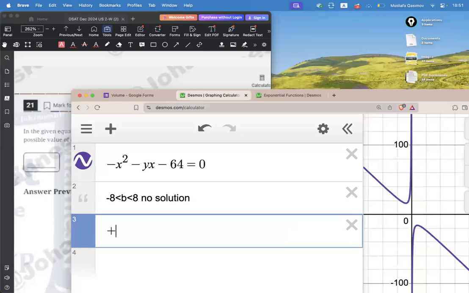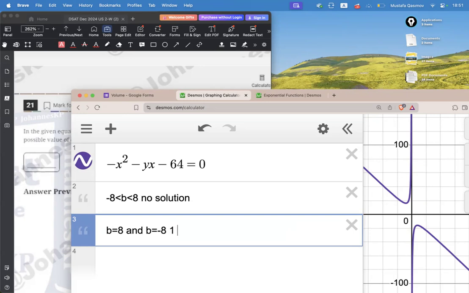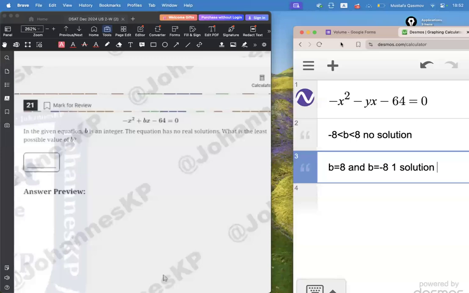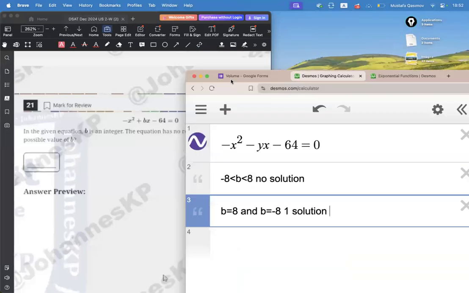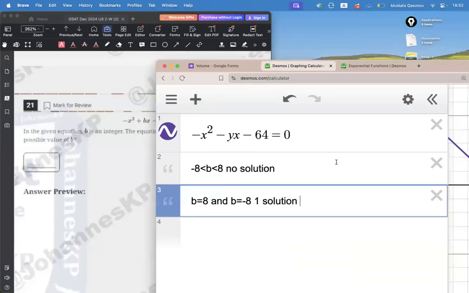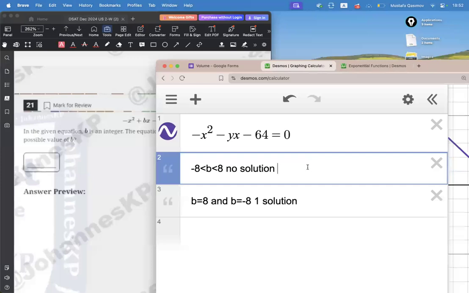When b is equal to 8 and b is equal to -8, it means that there is one solution. And when b is less than -8 or greater than 8, there are two solutions. It says that we don't have a real solution. What's the least possible value of b? It is 7. Any question?